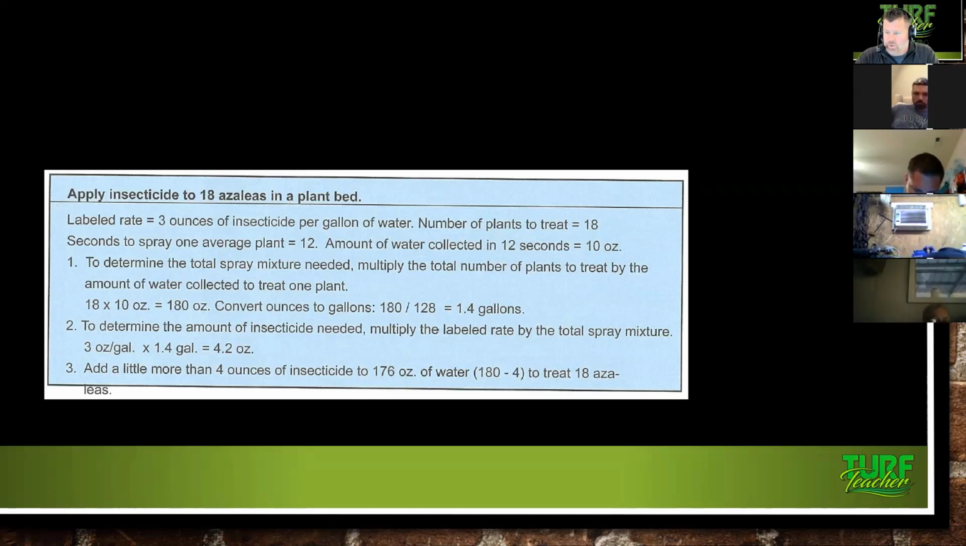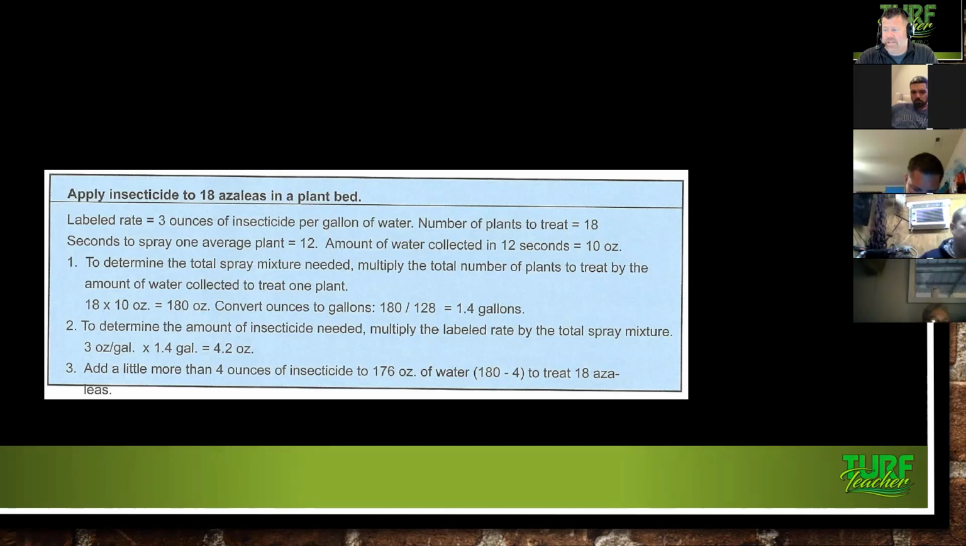To determine the total spray mixture needed, multiply the total number of plants to treat by the amount of water collected to treat one plant. So 18 times the 10 ounces, we have 180 ounces. We convert ounces to gallons, so we divide it by 128, and we have 1.4 gallons of total spray mixture, my fault.